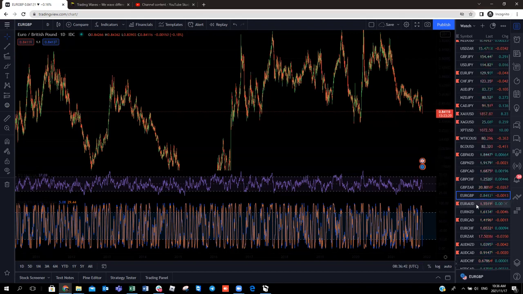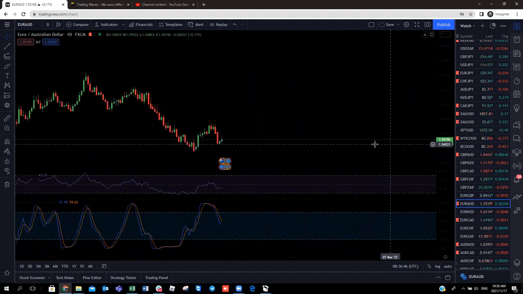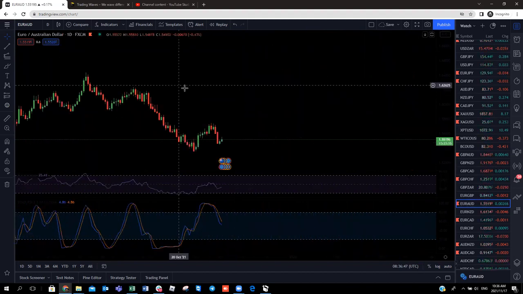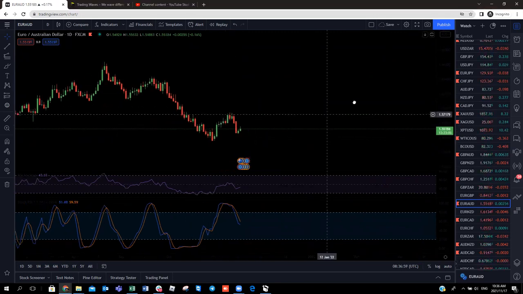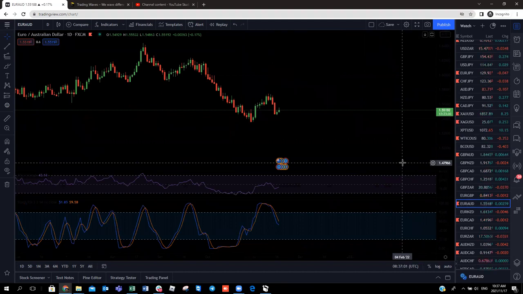That is Euro Pound. Euro Aussie also a reaction higher, which is just a pullback. That is the three waves that we've got. We'll expect Euro Aussie to also start to move to the downside. Okay, so that is what we have there on Euro Aussie.